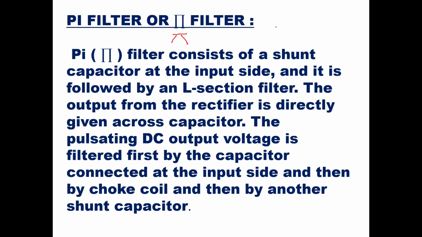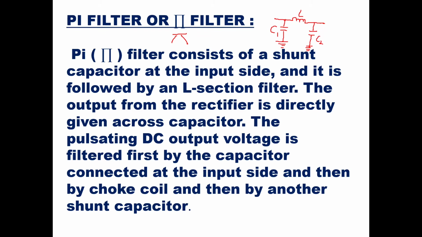And the shape of the filter will come as you will be having a capacitor, an inductor, and another capacitor. So this type of circuit will be called a pi type filter. This is C1, this is L, and this is C2. So this type of filter will be called a pi type filter.